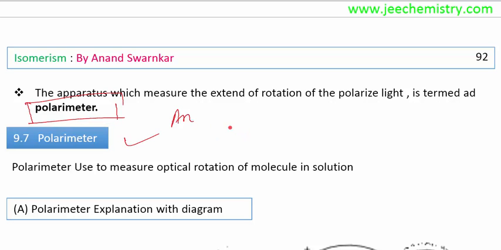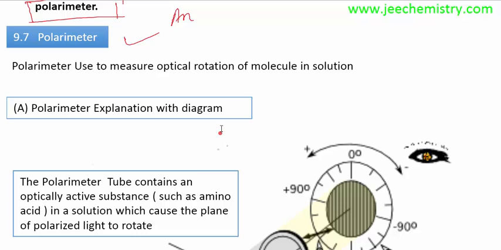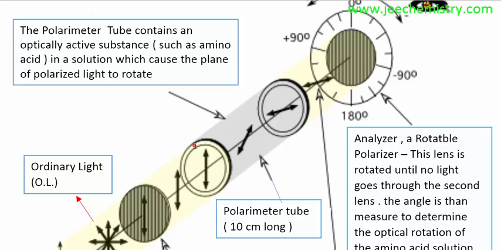Now we will learn about the polarimeter. A polarimeter is used to measure the optical rotation of a molecule in a solution. In optically active compounds, a dextrorotatory compound rotates the plane polarized light to the right, and a levorotatory compound rotates it to the left. How much rotation is observed in a solution is calculated by the polarimeter. Now the polarimeter explanation with the diagram.